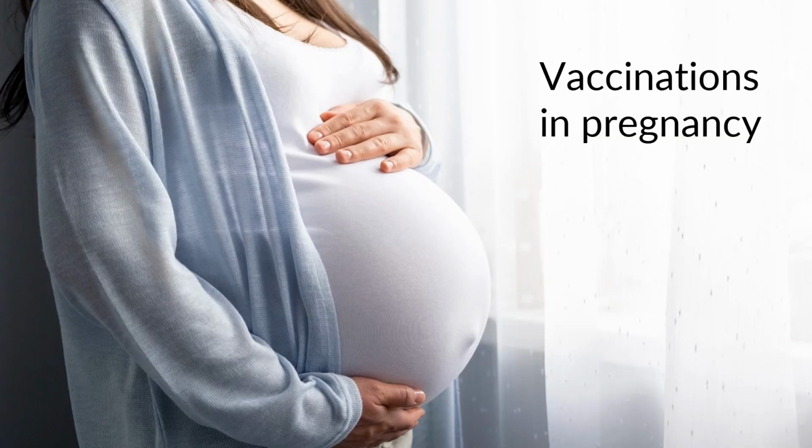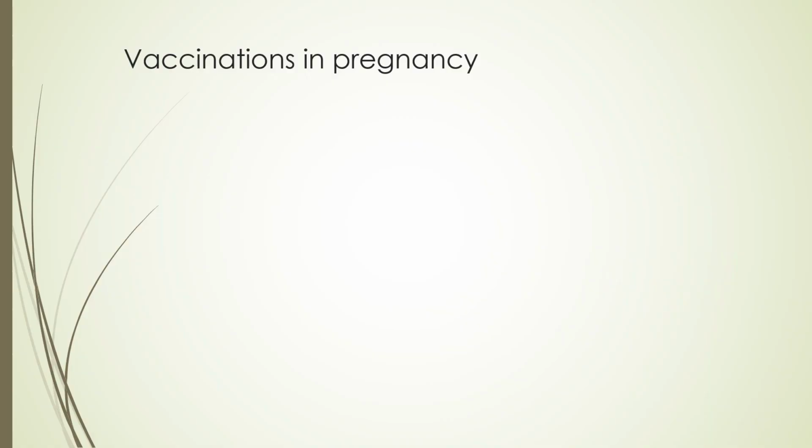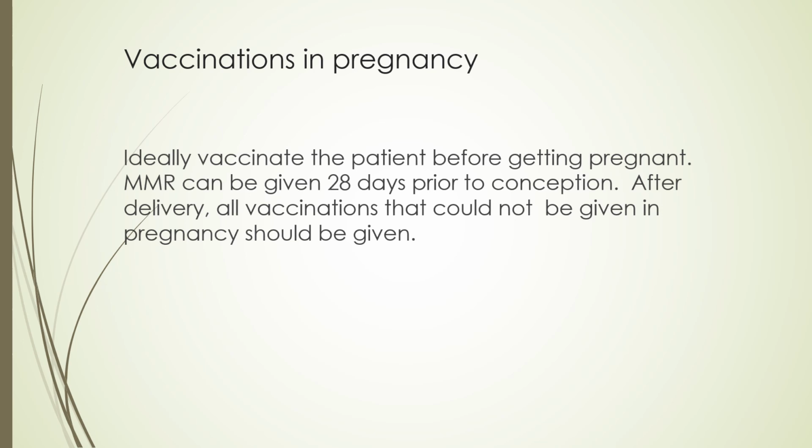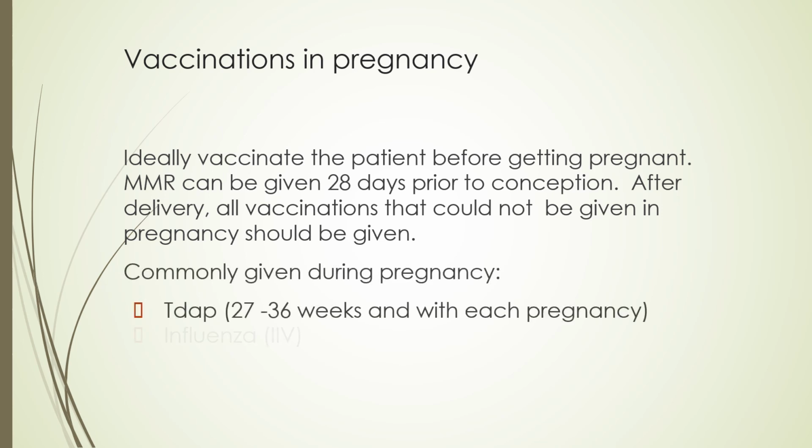Next, we'll talk about vaccines in pregnancy. Regarding vaccines in pregnancy, we ideally want to give patients their vaccines before they get pregnant. The MMR can be given up to 28 days before conception, and after delivery, all vaccines that cannot be given in pregnancy should be given. During pregnancy, we do give 2 vaccines particularly, and that's the influenza vaccine and the Tdap vaccine. All pregnant women will receive a single dose of the Tdap between 27 and 36 weeks, with each pregnancy, and the influenza vaccine as well.